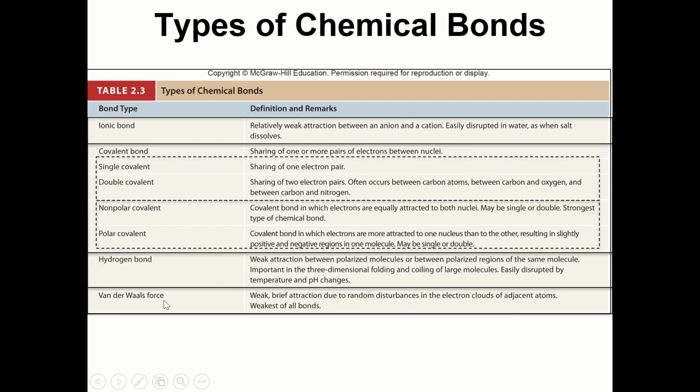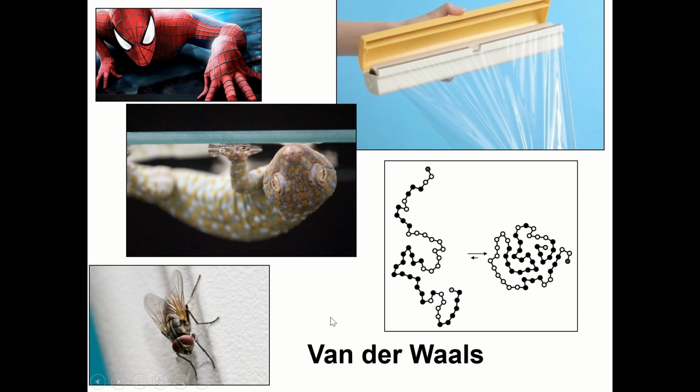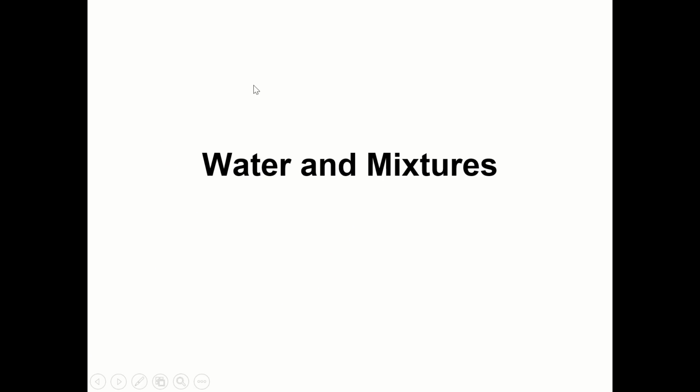And then, of course, van der Waals forces. These are very brief attractions, as it says here, due to random disturbances in electron clouds of adjacent atoms. This is the weakest of all the things that we look at, and it's going to be responsible for the ability of proteins within fluid solutions to actually wrap up into condensed structures. This is also the kind of force that's responsible for making your saran wrap stick to any kind of a glass bowl, or for allowing insects or other animals to actually cling to surfaces that would otherwise appear to be smooth. We'll just go ahead and say this is the way Spider-Man gets around.